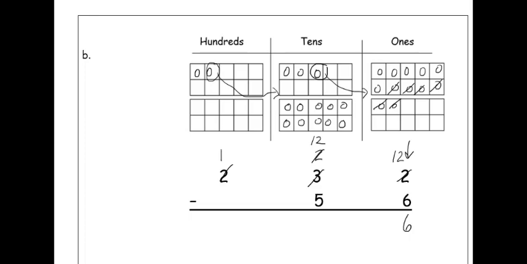Now I can cross off 5. And I see that I still have 7 tens. 12 minus 5 is 7. Again, I'm not subtracting anything in my hundreds place, so I still have 100. So my final answer is 176. So we're continuing to use that decomposing method to allow us to subtract in each of the different place value columns.